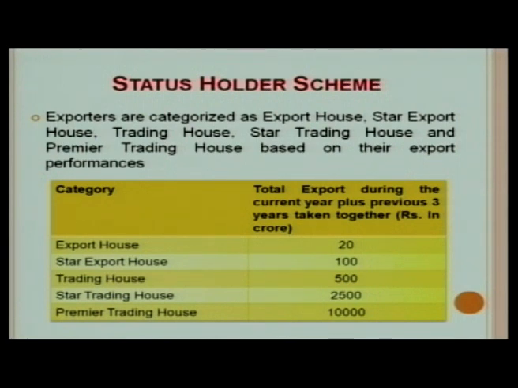In this scheme, exporters are categorized as export house, star export house, trading house, star trading house and premier trading house based on their export performances. So if we see in this table, we can find out which trade house will be termed as export house, star export house based on their performances in the current financial year plus the previous 3 years taken together, and the amount is calculated in terms of rupees crore.